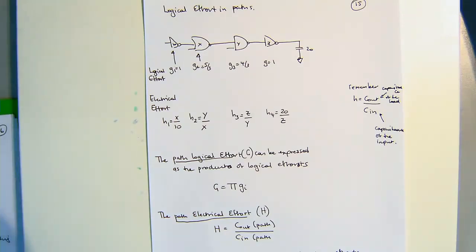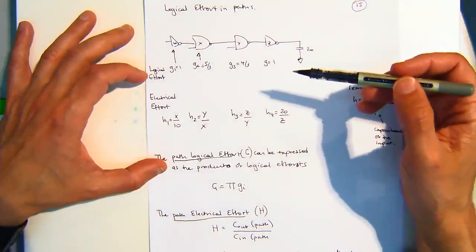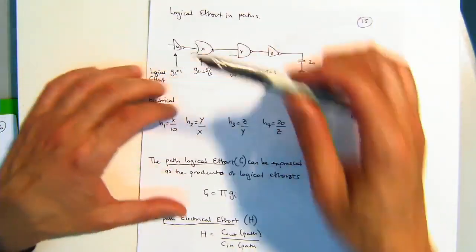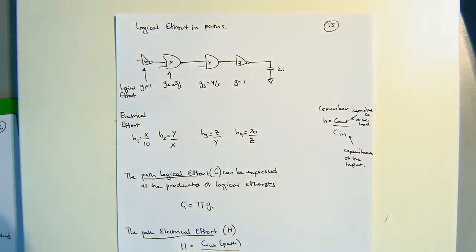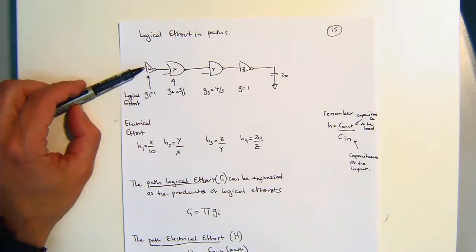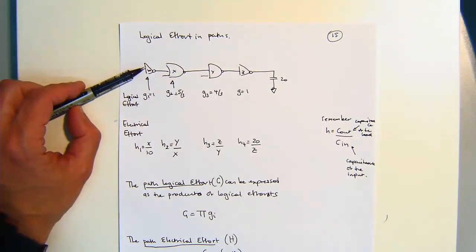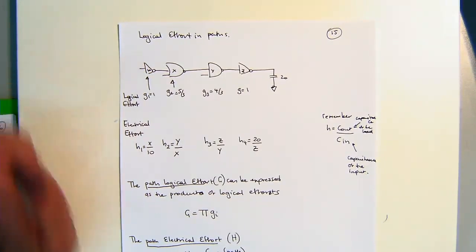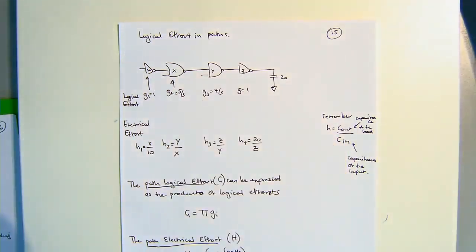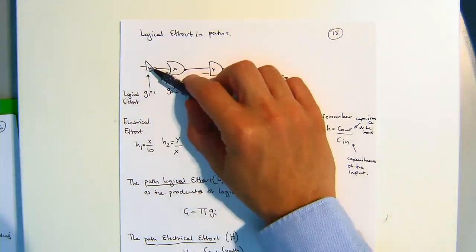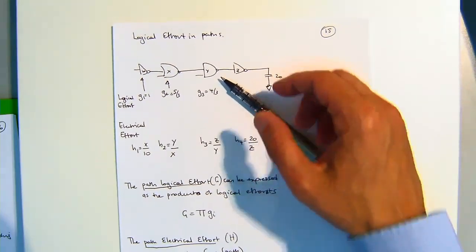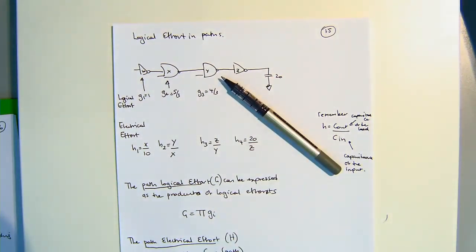Now, we have defined logical effort. Other than having the values up there, can someone tell me what's the logical effort for an inverter? I've got the number there, so it's a bit of a dumb question. One. Okay, and how would you find this? If I gave you this in a test or an exam, where would you go to find these values? A table, okay, right. So you need to look up in the table and find what these values were.